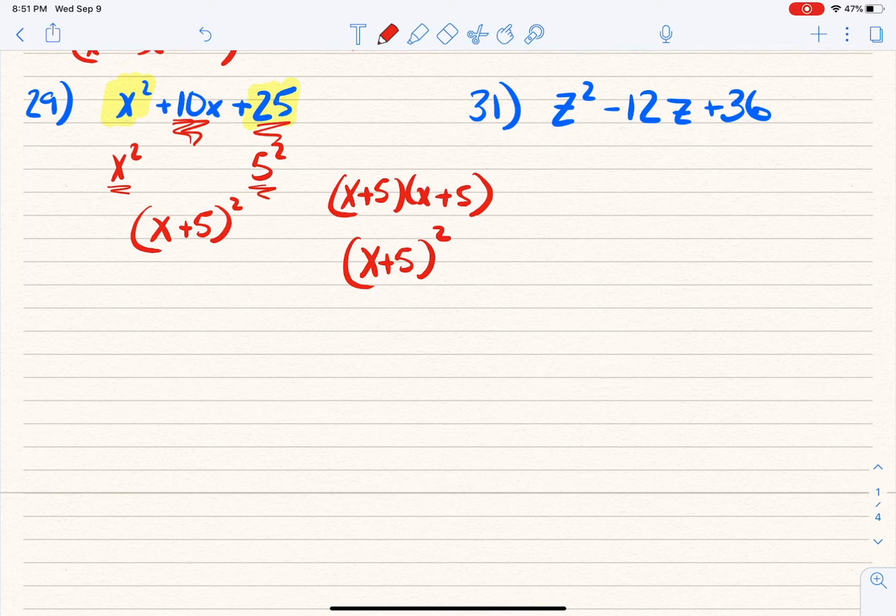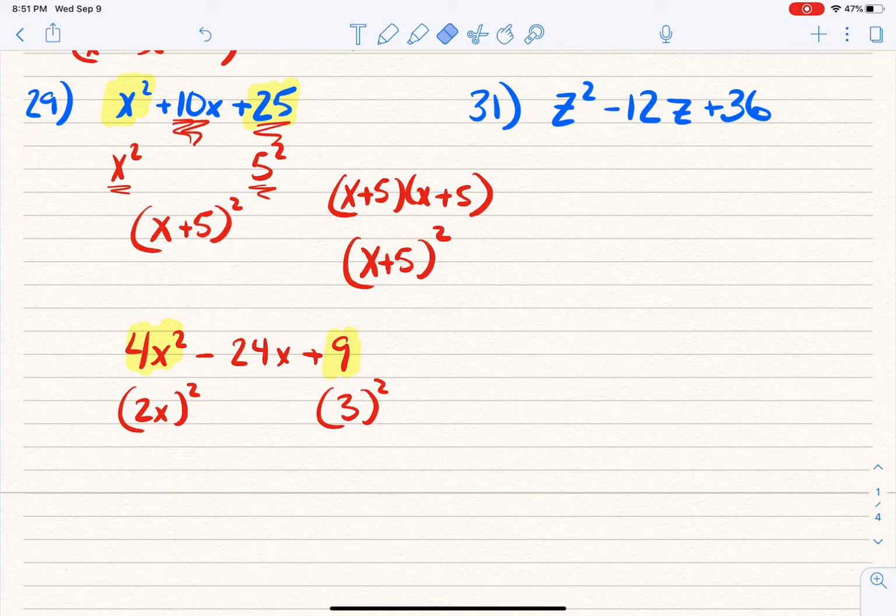They could get more complicated where we could have something that says like 4x squared minus 24x plus 9. And again, our question would be, is this something squared? And is this something squared? And then for starters, it is. This is 2x squared. This is 3 squared. And then if I take those two values, well, let's change this problem up a little bit.